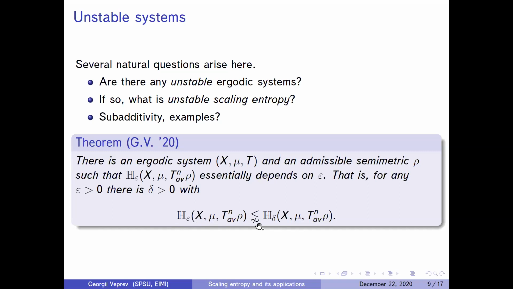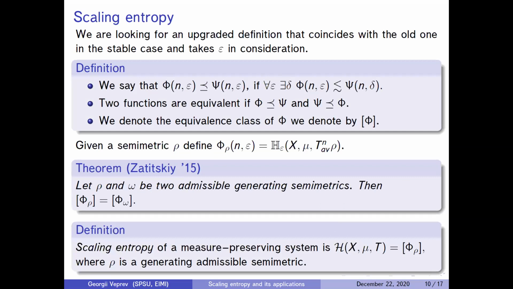Then we can actually give a more general definition, and let me mention it. To do that, we need some equivalence relation on functions of two variables. We say that phi is less than psi if for any epsilon you can find some delta such that phi is dominated by psi in n. Then we call two functions equivalent if they are dominated by each other, and we denote the equivalence class of phi by square brackets, as usual.